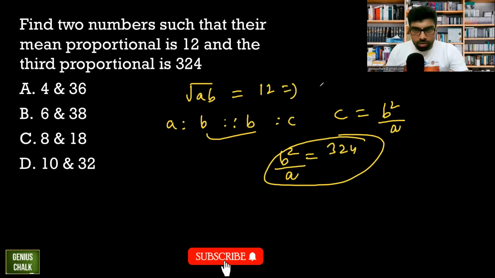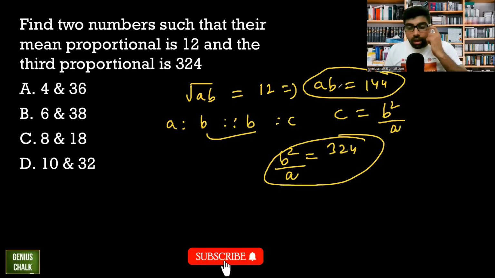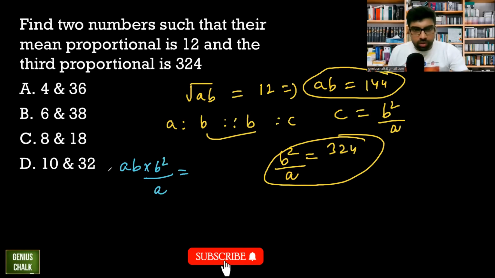And root of AB is equal to 12, so AB is equal to 144. Right? AB is equal to 144 and B square by A is equal to 324. So again, if you divide this, it will not work. Multiplying this, let's say try to multiply AB into B square by A. If I multiply these two, A gets cancelled. So this becomes 144 into 324. So what we are left with? We are left with B cube, right? B cube is 144 into 324.